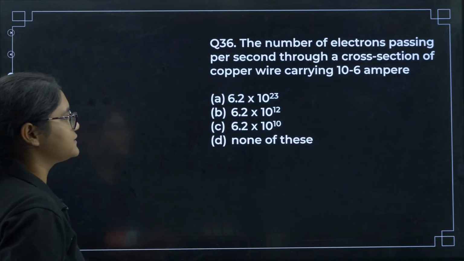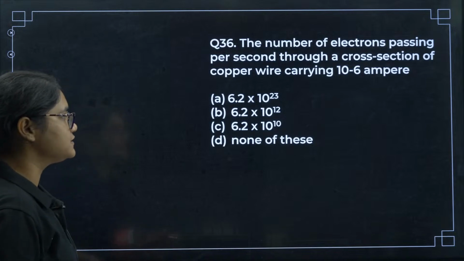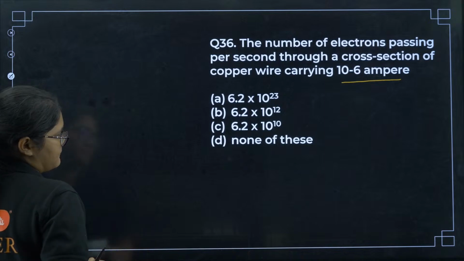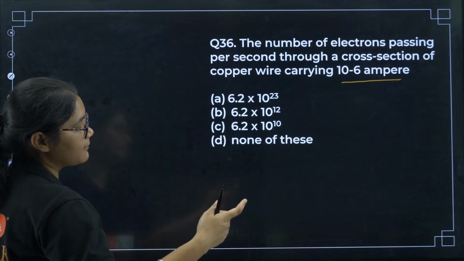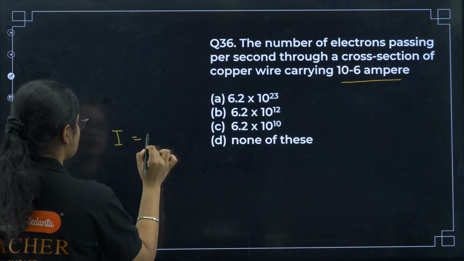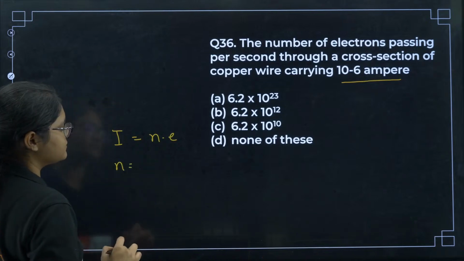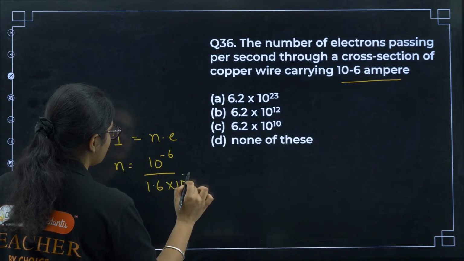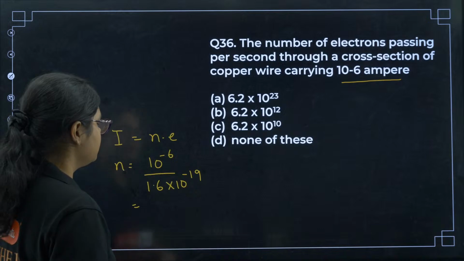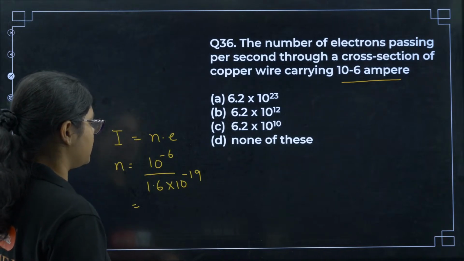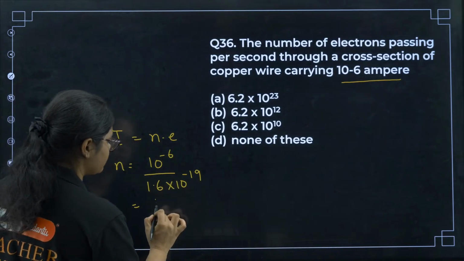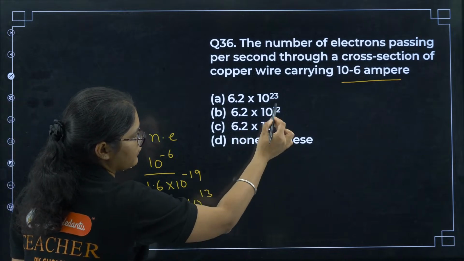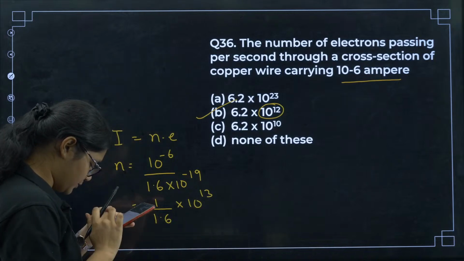Okay, next question number 36. The number of electrons passing per second through a cross section of copper wire carrying 10 to the power of minus 6 ampere. We have to calculate the number of electrons, right? So we know that I is equal to N into E. So the number of electrons passing will be equal to 10 to the power of minus 6 ampere divided by E, 1.6 into 10 to the power of minus 19, the charge of 1 electron. What will be the nearest number you can think? If you just solve like this, it will be about 13, right? And which option is near to 13? You can see 12 is near here. So the correct answer has to be option number B.